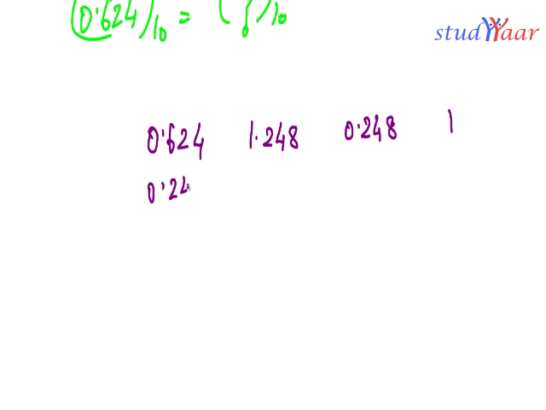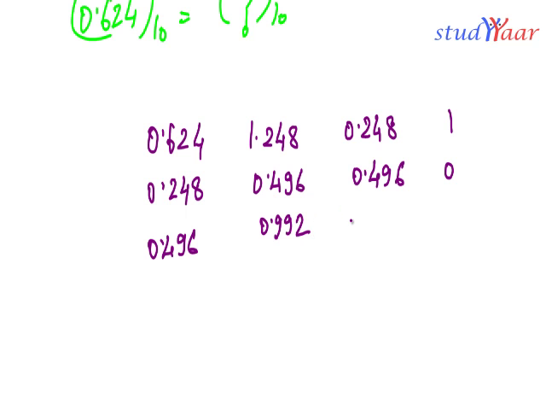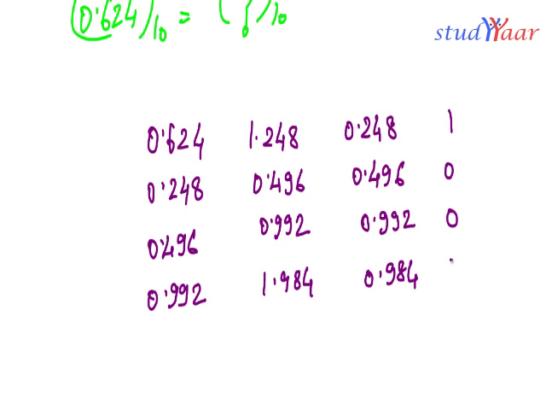Again, I am going to write the fractional part and multiply it by 2. What I get is 0.496. Fractional part is 0.496. Integral part is 0. I'll take my fractional part over here and multiply by 2. I'm going to get 0.992. My fractional part is 0.992. My integral part is 0. Multiply this by 2. I get 1.984. My fractional part is 0.984. My integral part is 1.